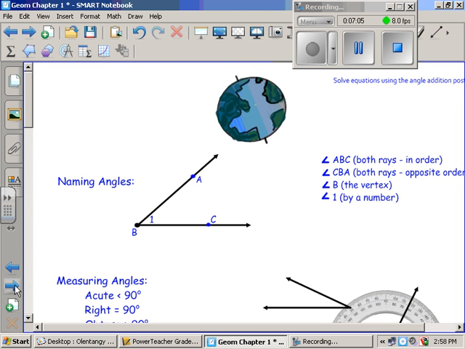Now, if we talk about angles, angles are two rays put together, joined at their endpoint. So this is ray BC and ray BA put together to make an angle, and it makes angle ABC. And what do we have to remember about angles? You have to put the vertex, the corner, in the middle. So this could be either angle ABC or angle CBA, it doesn't matter, as long as B is in the middle.